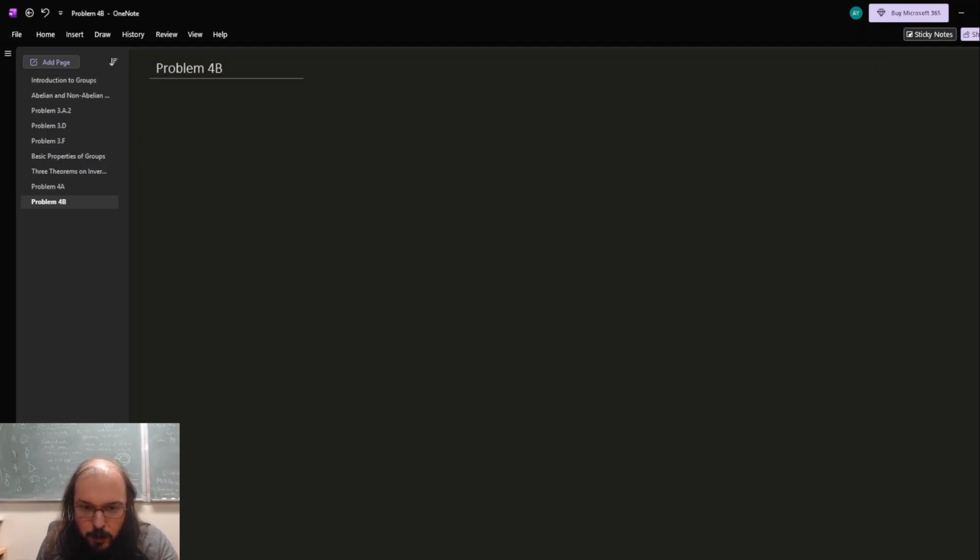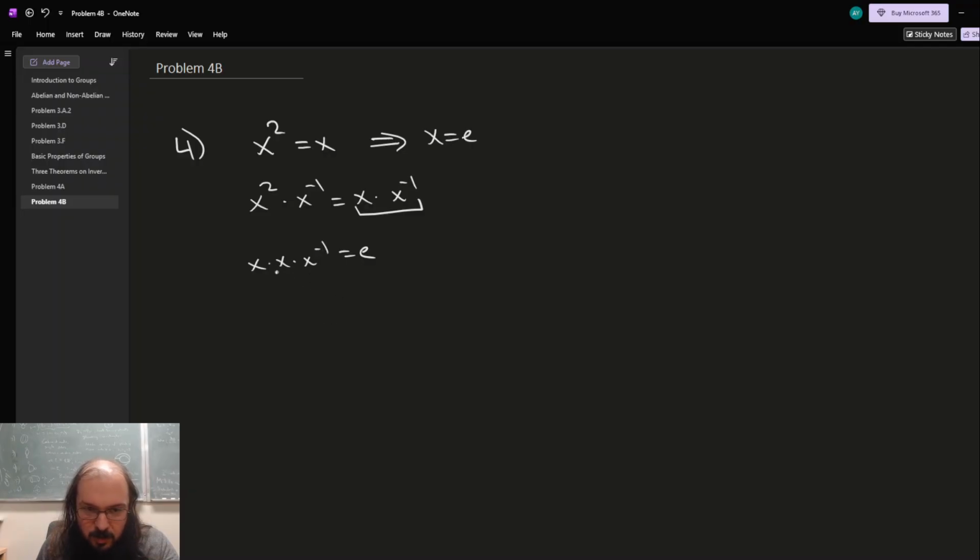So the first one is, let's look at 4, which says if x squared equals x, then x equals e. This is true. All I have to do is remember that since I'm dealing with a group, I can multiply both of these by x inverse. And here, this cancels down to give e. And we remember that x squared means x times x. These cancel down to get e. So x is e. Great. The other one I want to do is false.